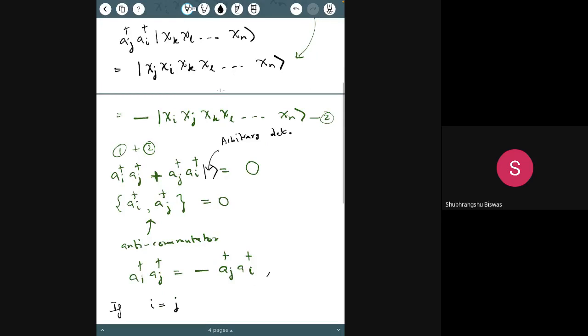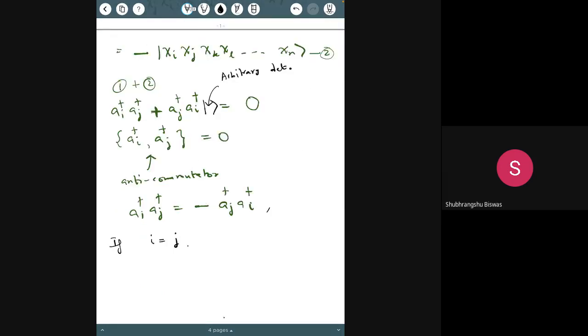We're using that fact here as well. Got to mention that. So now if i is equal to j, then I have a_i dagger a_i dagger plus a_i dagger a_i dagger.